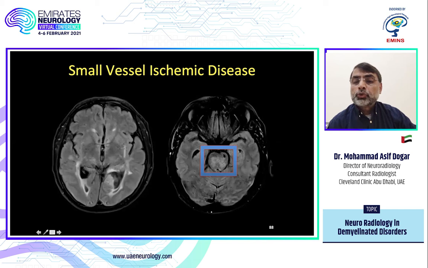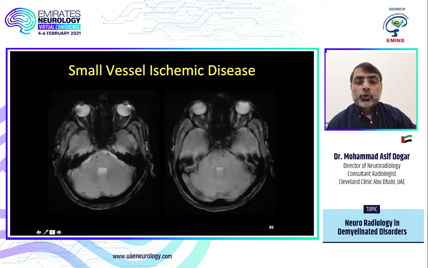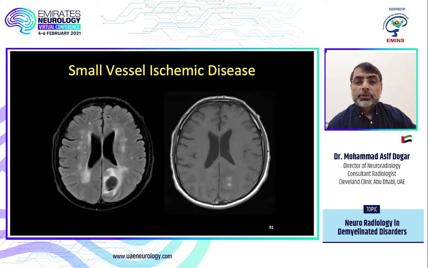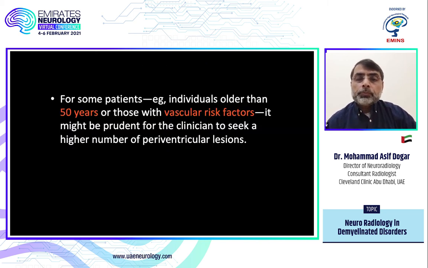The MS lesions are usually at the surface of the brainstem. And these microhemorrhages also support the diagnosis of small vessel ischemic disease. And again, on the T1, no hypointensity. This patient has another hemorrhage due to hypertension. If the patient is more than 50 years old or has vascular risk factors, according to McDonald criteria, we should look for more lesions. Although it is not necessary, since one lesion is sufficient, they recommend looking for more lesions.